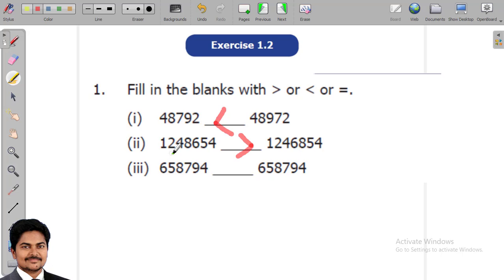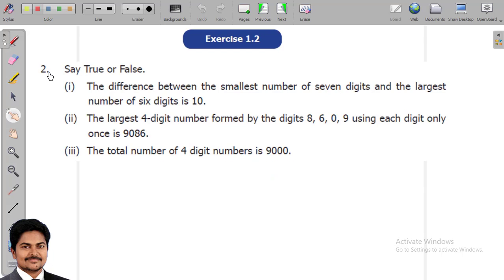That is 12,48,654 is greater than 12,46,854. Third one, 6,58,794 and 6,58,794. Here both of the numbers are equal, so put the equal symbol. Question number 2, say true or false.